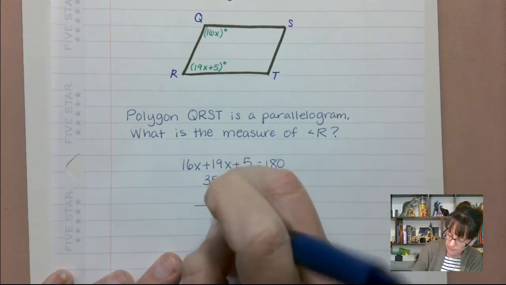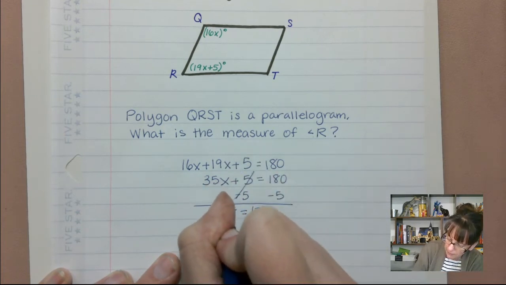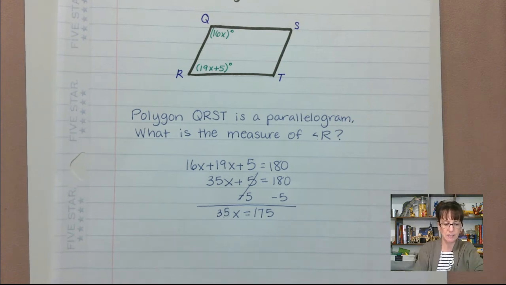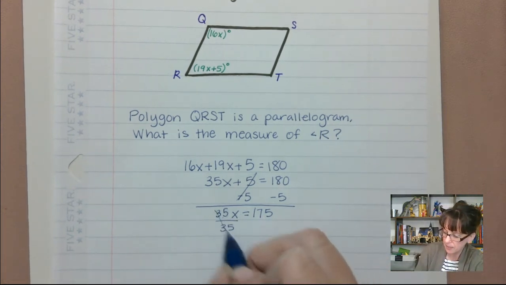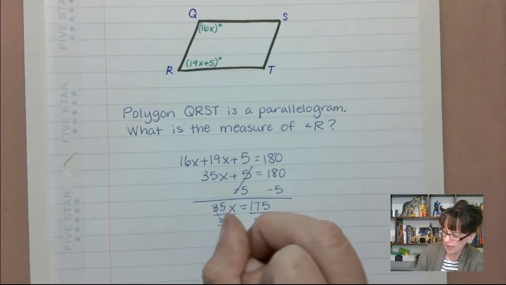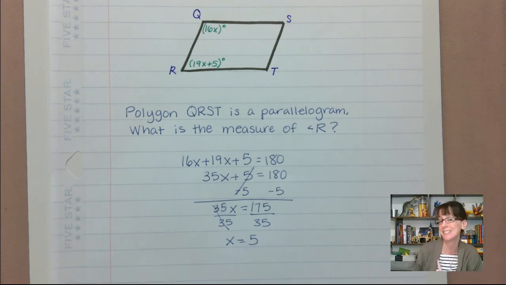Oops, that's supposed to say 35. Let's try that again. Erasable pens are our friend. Okay, so 35x equals 175. Divide both sides by 35, and we end up with x equals 5. Now this is geometry, so we always go back and reread the question. It says, what is the measure of angle R? Well, we did not answer that question.